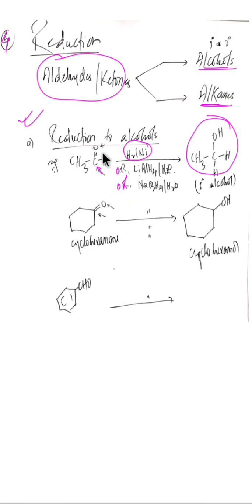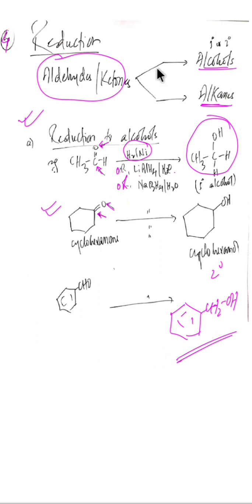C carbon gets hydrogen, C oxygen gets hydrogen. Okay, so this alcohol is formed, and if we take a ketone, then hydrogen will come here, hydrogen will come here, so we get a secondary alcohol. So another example is here. In this case we are going to get this alcohol, which is called benzyl alcohol, again a primary alcohol.